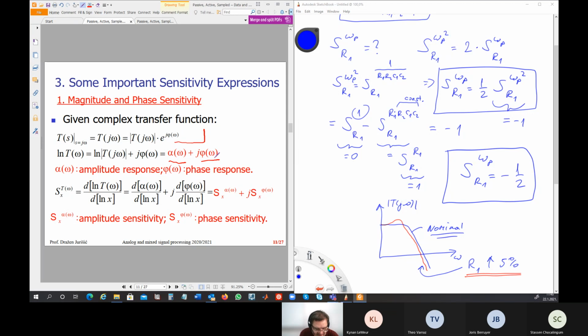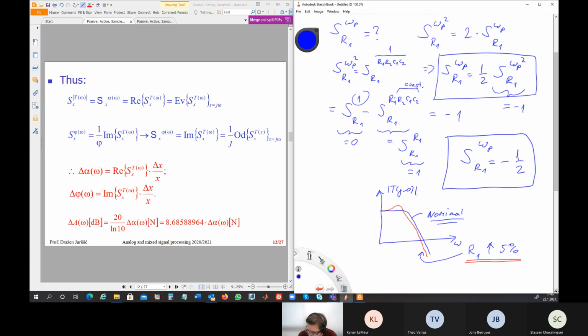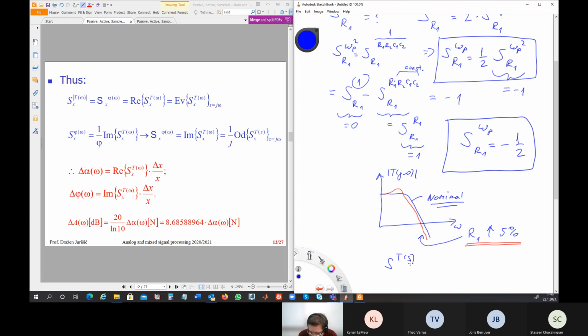And then if we calculate sensitivities of these responses and we apply this rule, then we can have two sensitivities, which are amplitude and phase sensitivities. So these equations are here. They are derived. Now, we can also rewrite them again. So we can say, if you can calculate ST of s to the x, then delta alpha will be real part of ST of j omega to x times delta x over x.